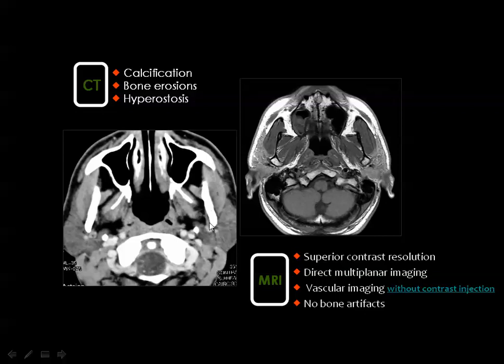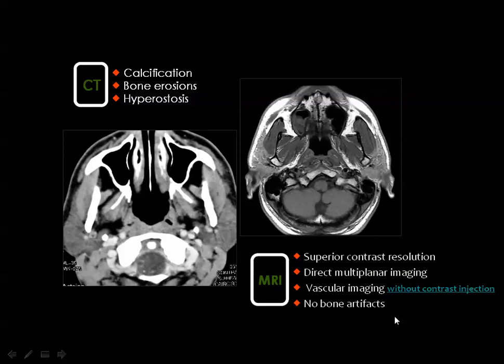This is the ramus of the mandible, as you know, and this is the parapharyngeal space fat, and this is the pharynx. And CT is able to show calcium, and you know that MRI is not good for evaluation or for detection of calcium. CT can also show bone erosions and bone sclerosis or hyperostosis. But MRI is superior because of the high resolution imaging, because of the multiplanar imaging, because of the delineation of the vascular structures without the need to inject contrast media.